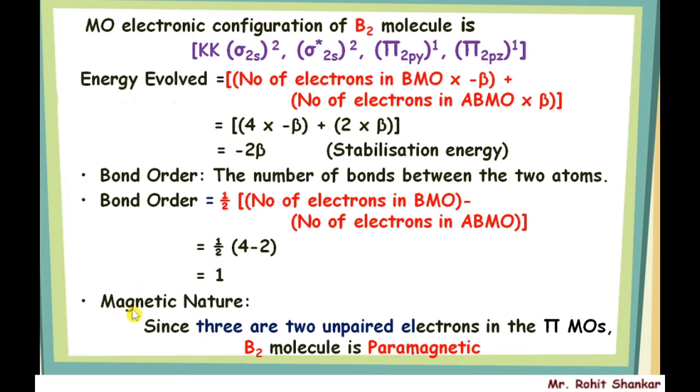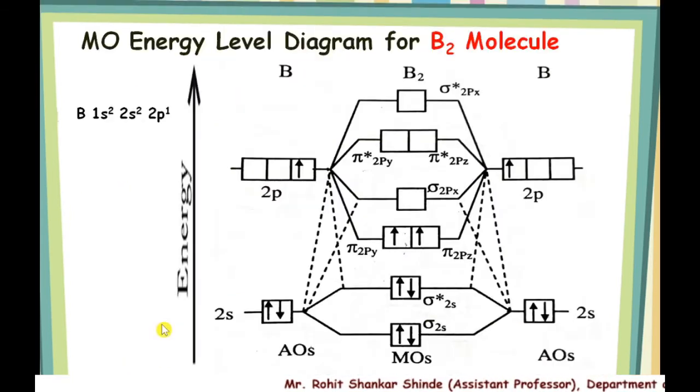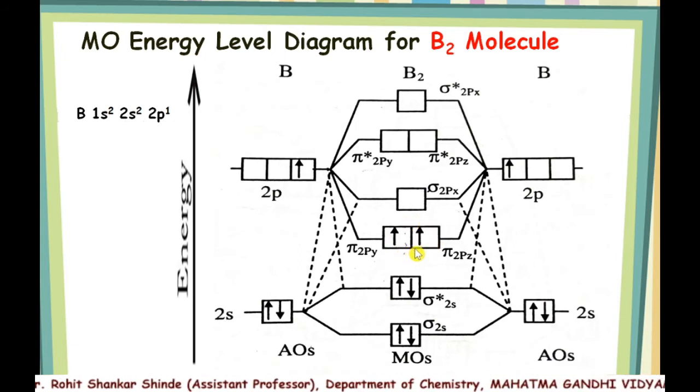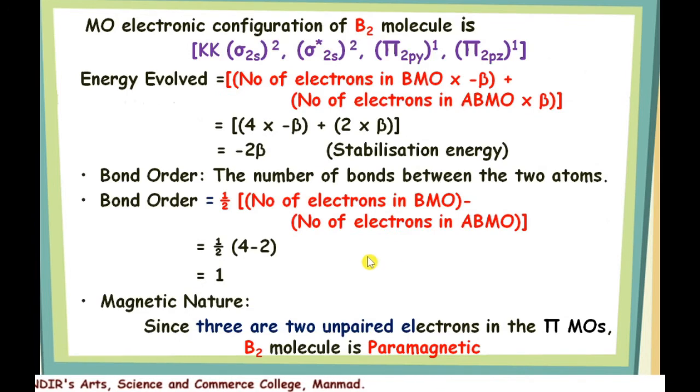Magnetic nature. Let us see the diagram. According to this diagram, there are two unpaired electrons present in the B2 molecule. One is in the pi 2py, another one is in pi 2pz. So these two pi electrons are unpaired in the pi molecular orbitals, and hence the B2 molecule is paramagnetic in nature.